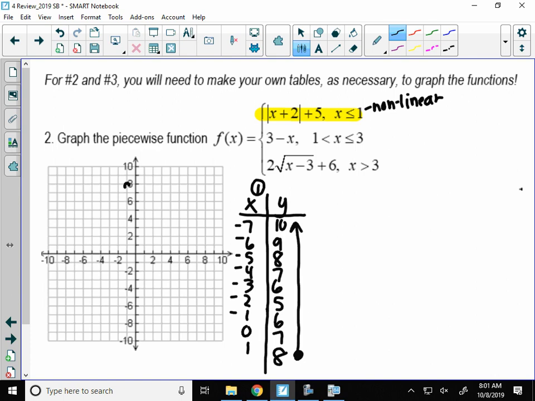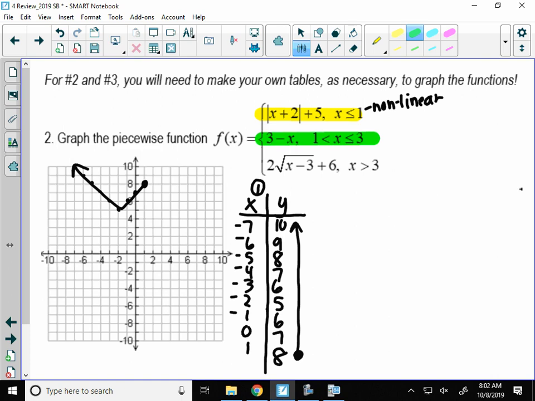So 1, 8's up here. -4. Oh, I didn't do that right. I plotted at -1. Let's start at 1, +1. Here we go. There. Okay, then back up 7, 8, 9. And then I'll connect and put my arrow. That's my first piece.